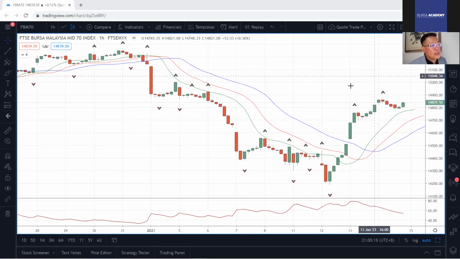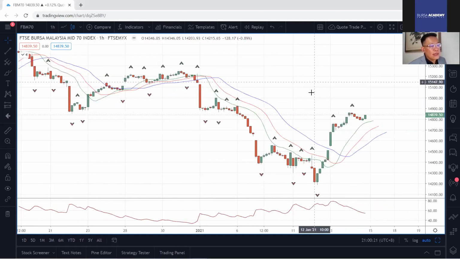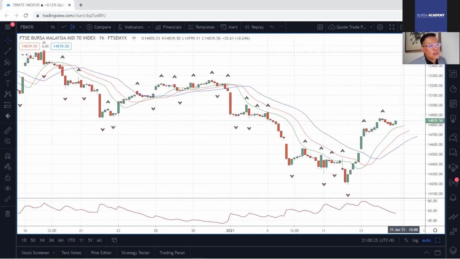Right. So it's interesting how useful this alligator can be for your trading. So I hope you can use this if you find it useful.